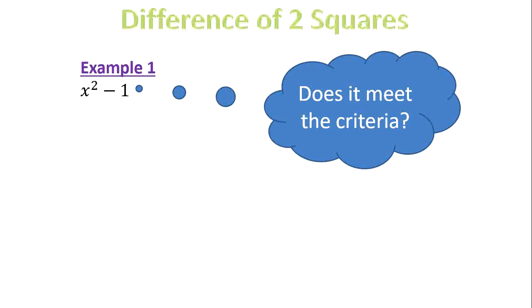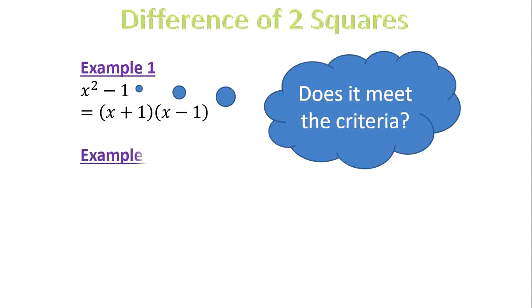And so our first two steps, we write down two brackets and then we put a plus in one and a minus in the other one. Our third step, we look at the first term. What times itself gives me x squared? Hopefully you know it's x times x gives me x squared. Our last step, what times itself gives me 1? Well, hopefully you know it's 1 times 1. And there we have our x squared minus 1 factorized.